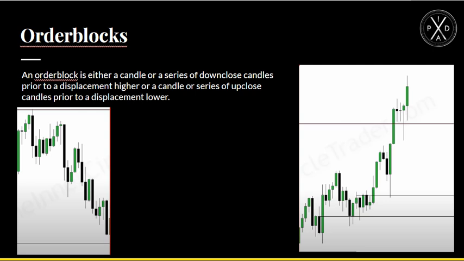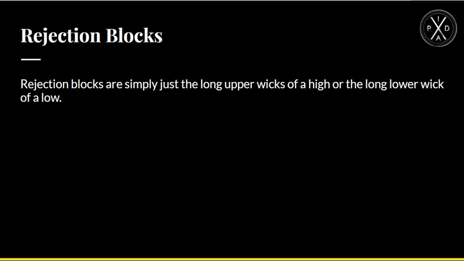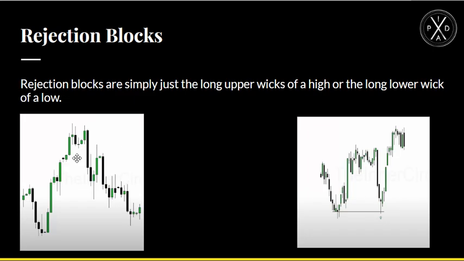But for now, just be content with this explanation, and then just do your practice and look for them in the charts. All right, so that's order blocks. And now let's take a look at rejection blocks.